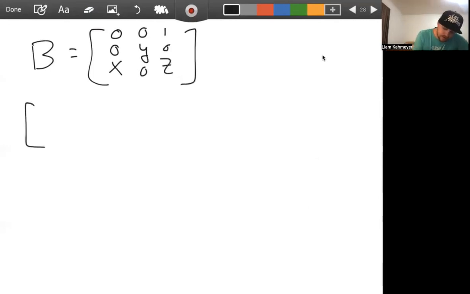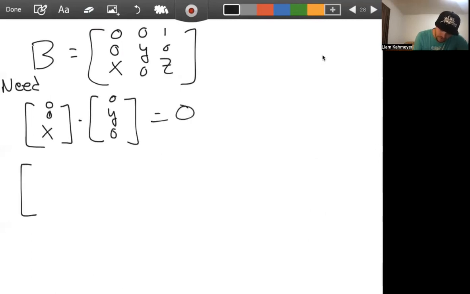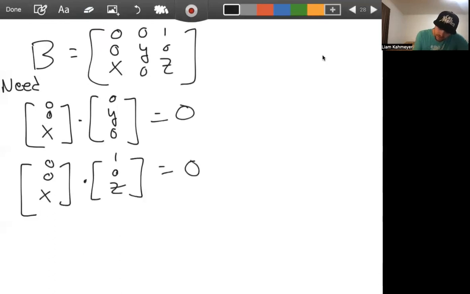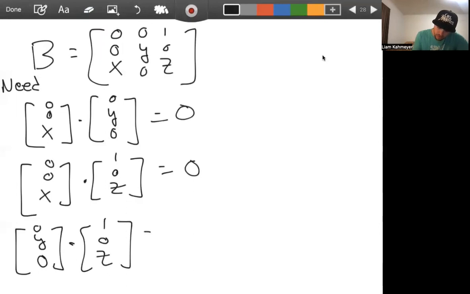So that means we need (0, 0, x) dot (0, y, 0) to be equal to 0. We need (0, 0, x) dot (1, 0, z) to be equal to 0. And we also need (0, y, 0) dot (1, 0, z) to be equal to 0. The dot product is commutative, so this takes care of all pairs here, right? This is 3 choose 2 number of possibilities. Now, you'll notice the first equation is true for all x and y in R.